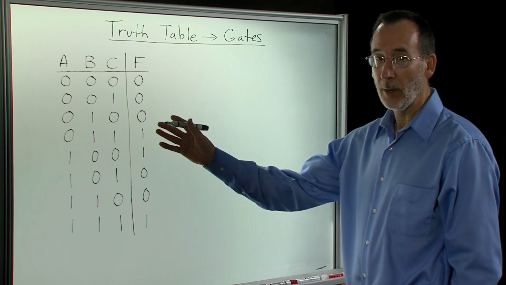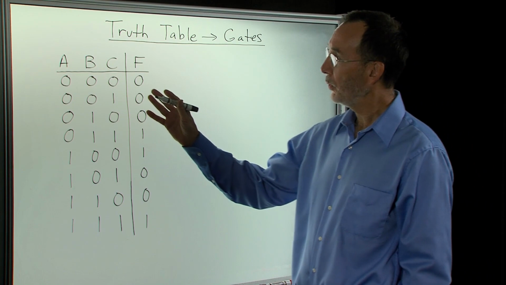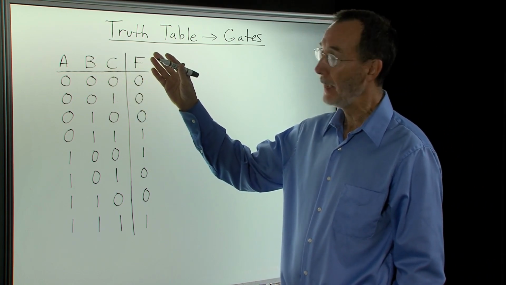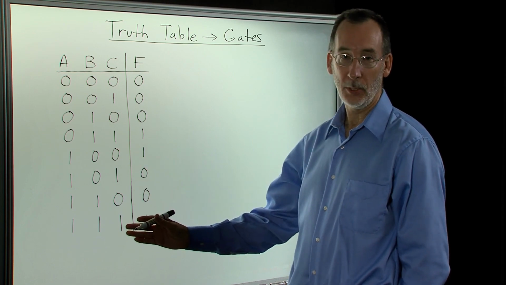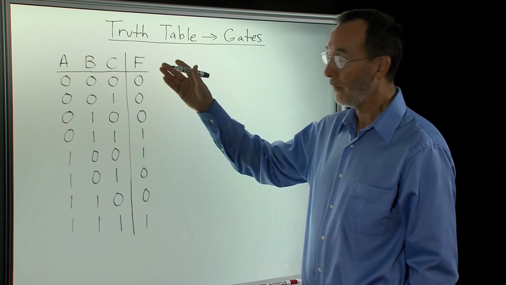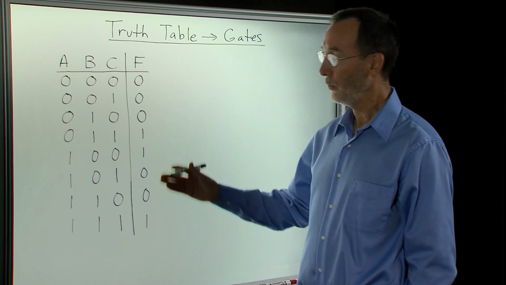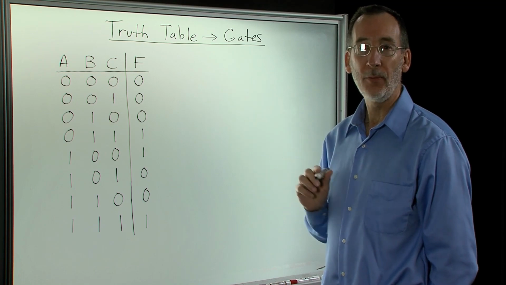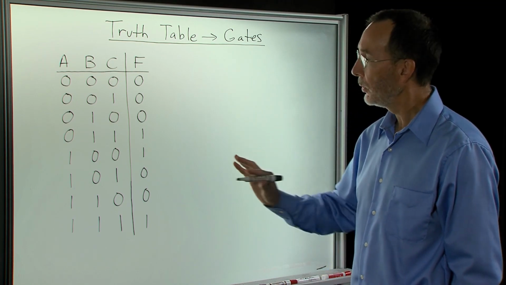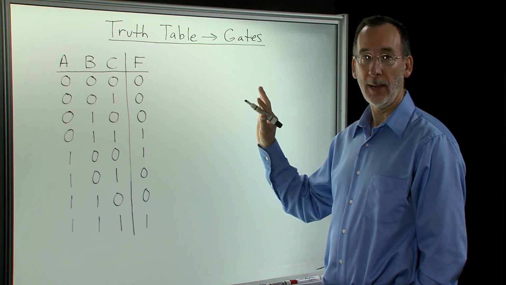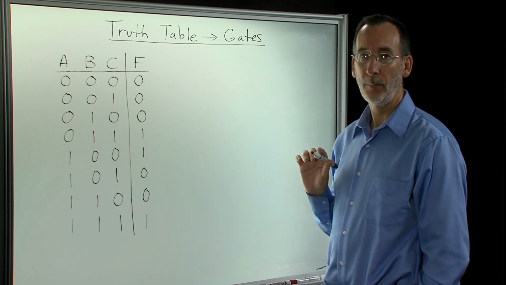So here's an example where I have a function which has three inputs, a, b, and c, and this is the function f. And here are all the possible input combinations. And here I've put zeros where the function is 0 and 1 where the result is 1. So this is just an arbitrary function that I've created. And what we're going to do is take this and put down the NOT and OR gates that implement this truth table.